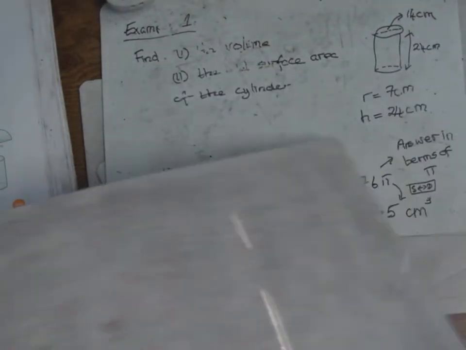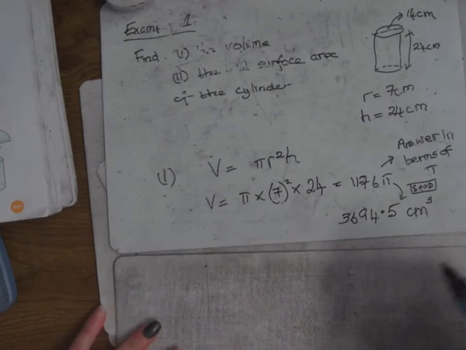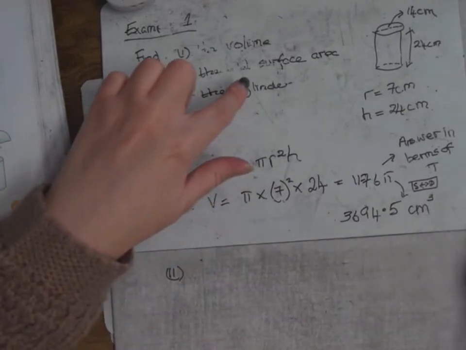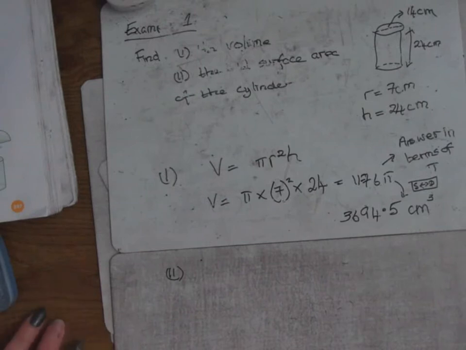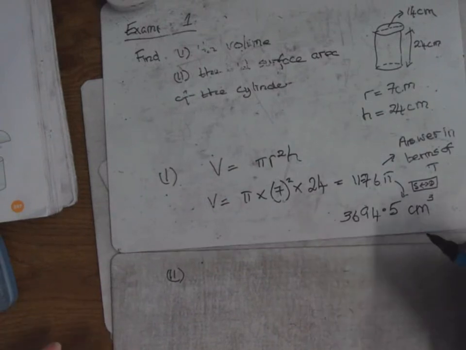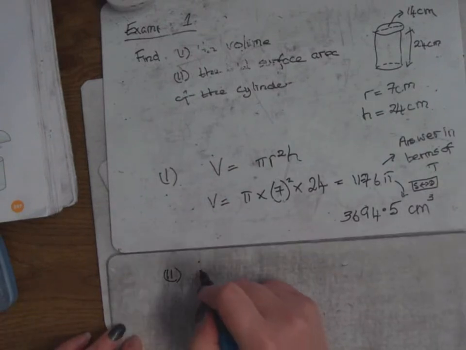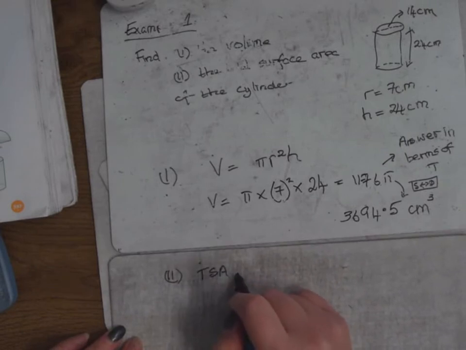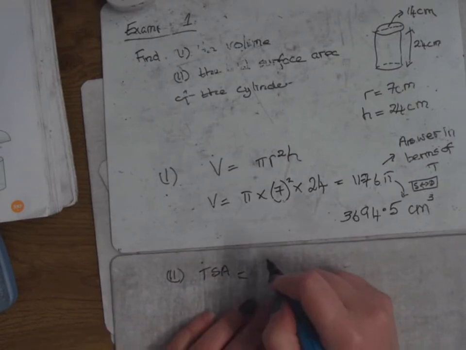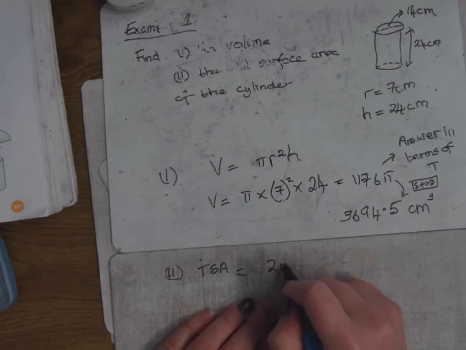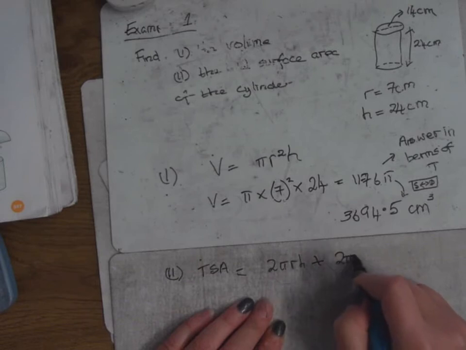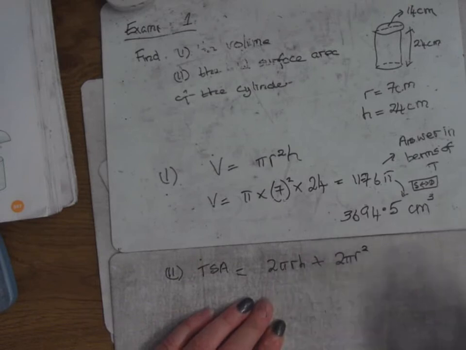Oh, I have to do part 2, don't I? Sorry. Part 2. Ask me to find the total surface area of the cylinder. So the total surface area, TSA, equals the curved surface area formula in the log tables, but you have to remember that you need to add on 2 circles at the top and at the bottom. Is that okay?